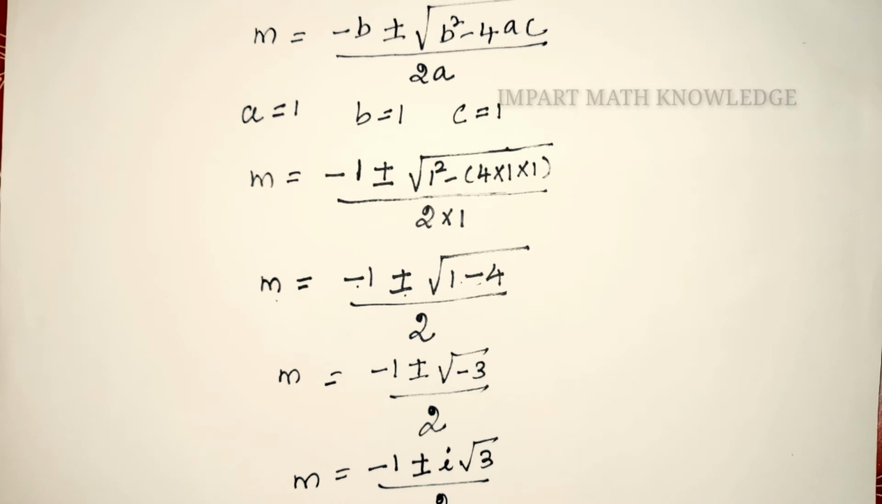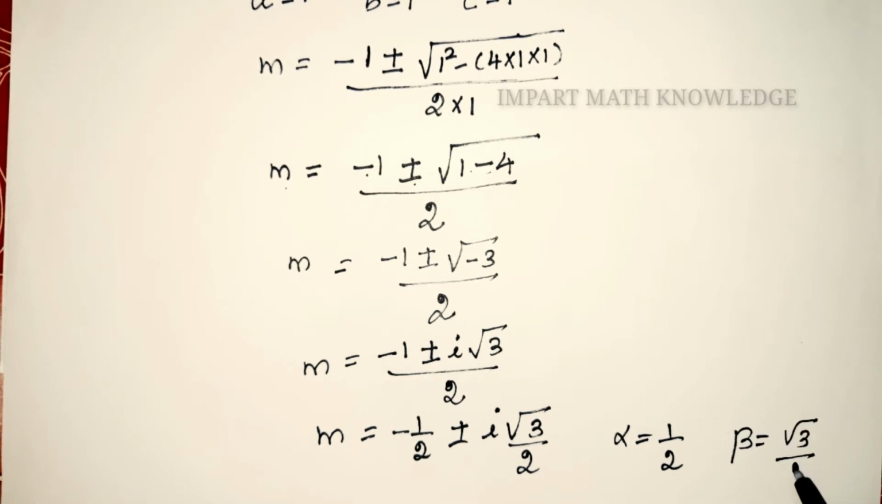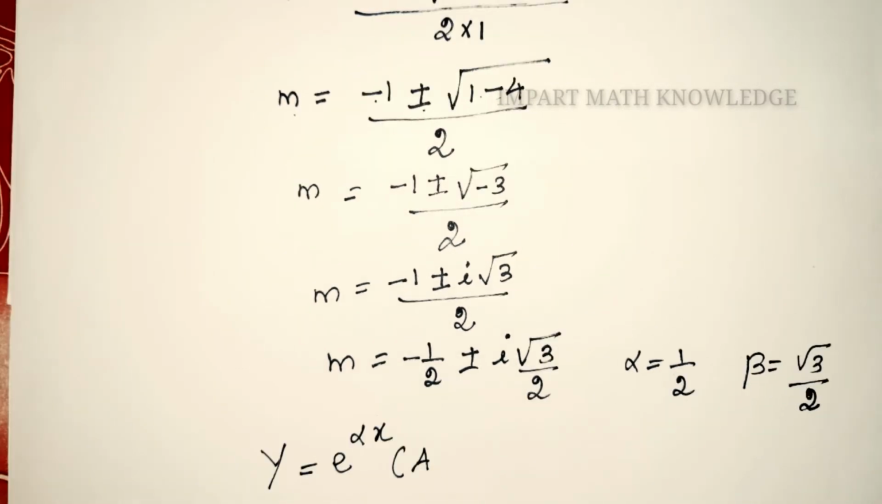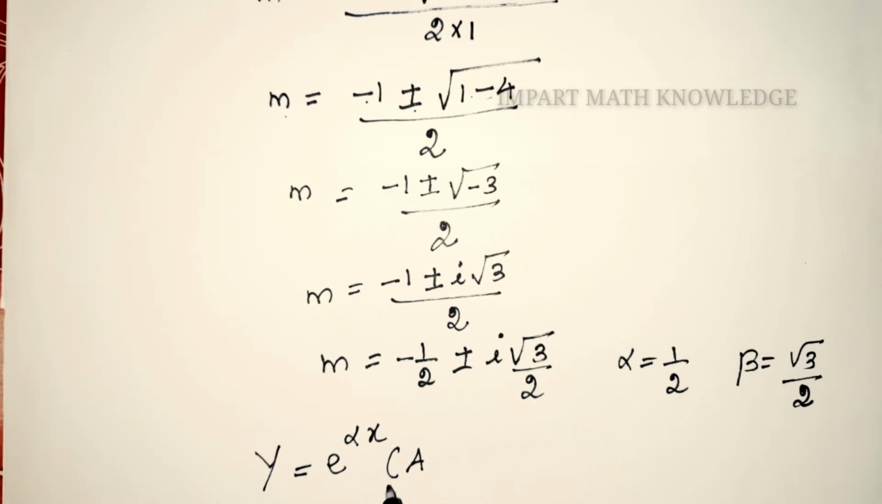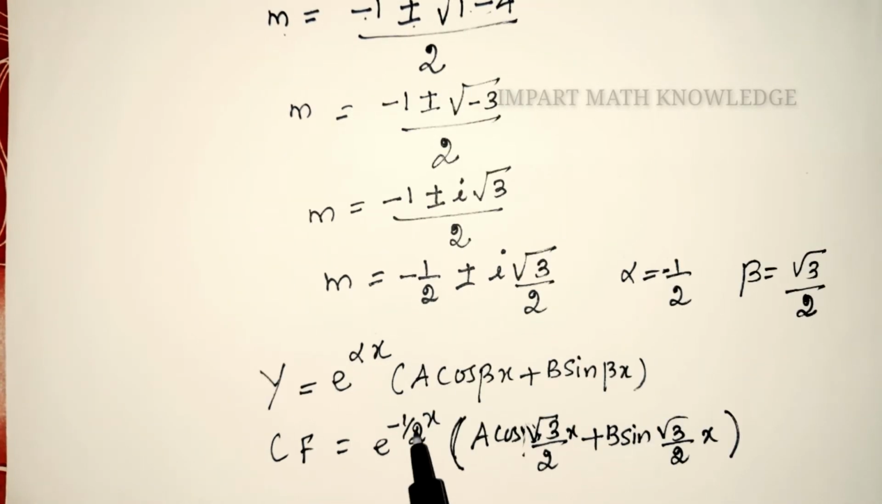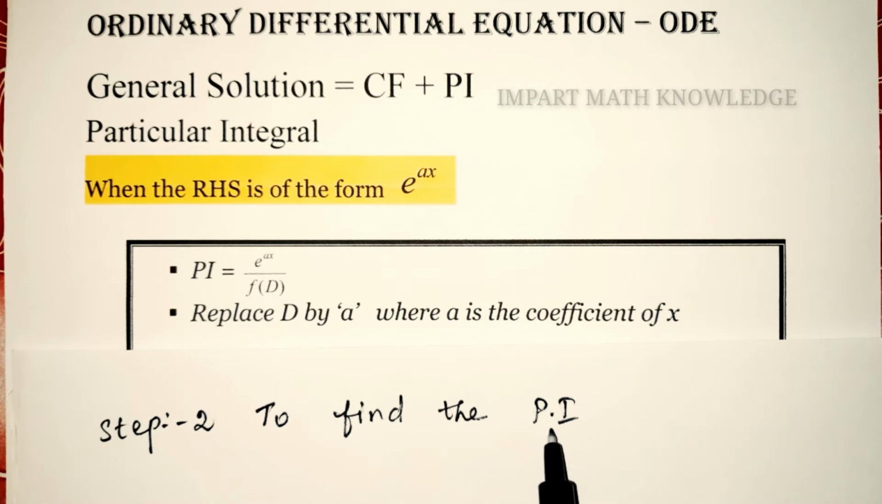The roots are imaginary, so alpha is equal to minus 1 by 2, beta is equal to root 3 by 2. Since the roots are imaginary, the complementary function is e power alpha x, a cos beta x plus b sin beta x. The complementary function is e power minus 1 by 2 x, a cos root 3 by 2 x plus b sin root 3 by 2 x.